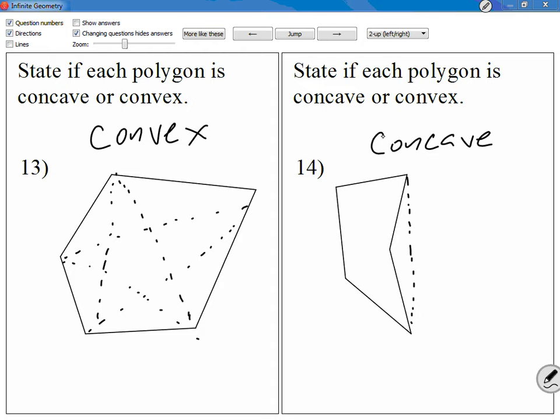I was going to ask you if you have an answer. Yeah. Oh, for non-convex, it's concave. Yeah, so non-convex is concave. So remember, convex, all the diagonals are inside. Okay. Concave, one diagonal goes out. It could be more than one, but at least one goes out. So not bad. Right, any questions?